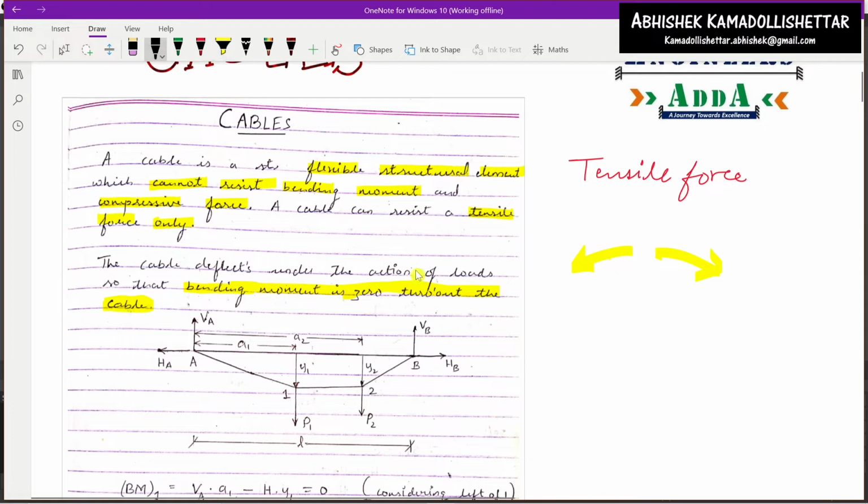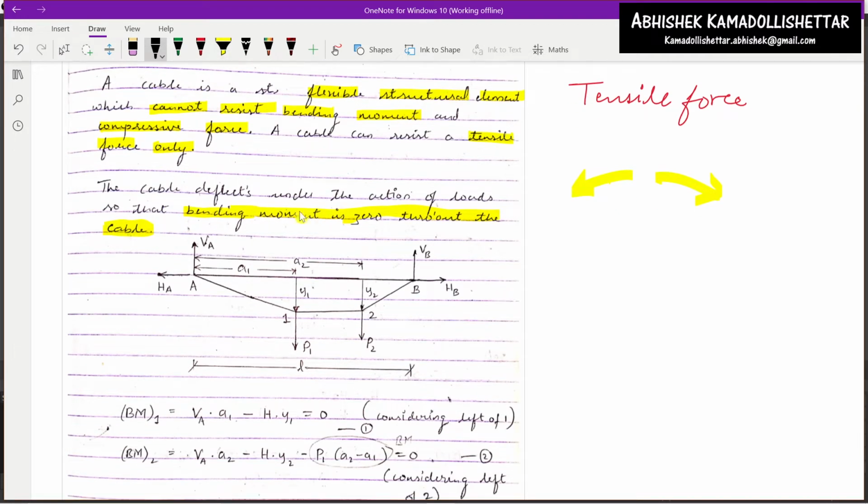So let us consider a cable as shown in the figure here. The cable is held at support A and support B. Support A has two reactions, vertical VA and horizontal HA, and similarly support B has the reactions VB and HB. One thing you can observe here is that the horizontal force at A and the horizontal force at B are in opposite directions, because we have to stretch and hold the cable. The cable should be stretched and held, which means pure tension will exist. The cable cannot take any compressive load.